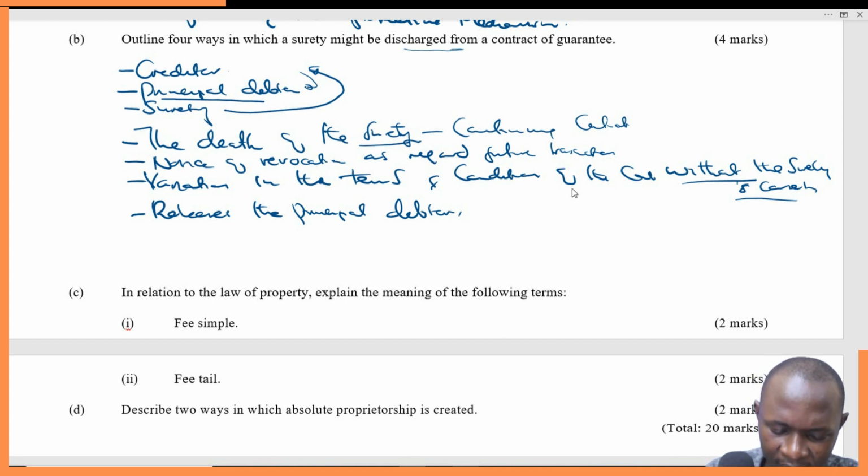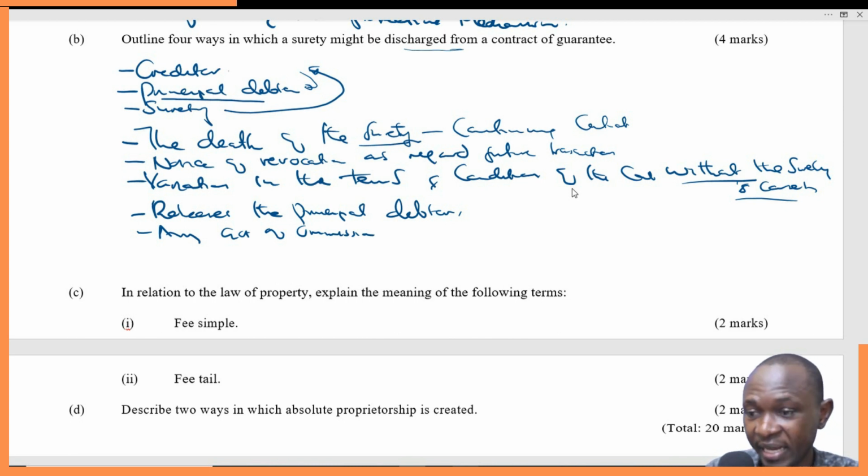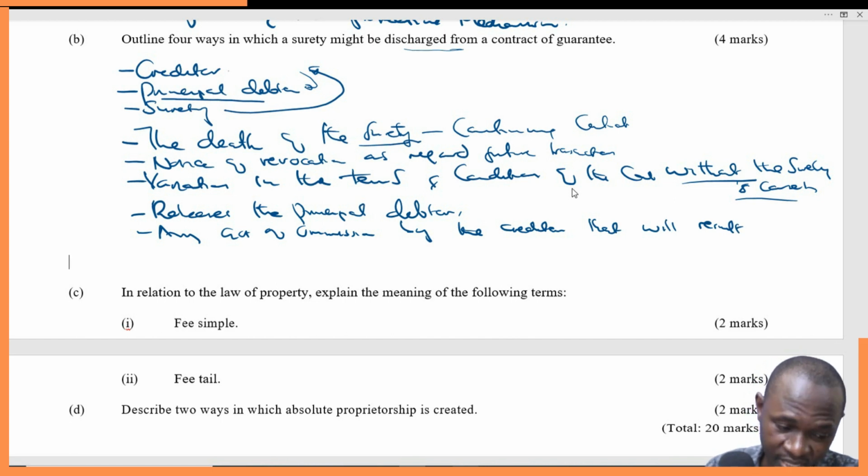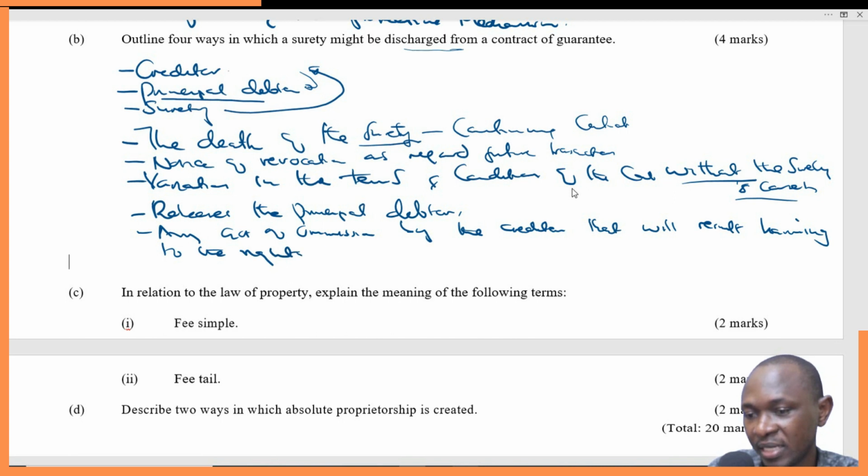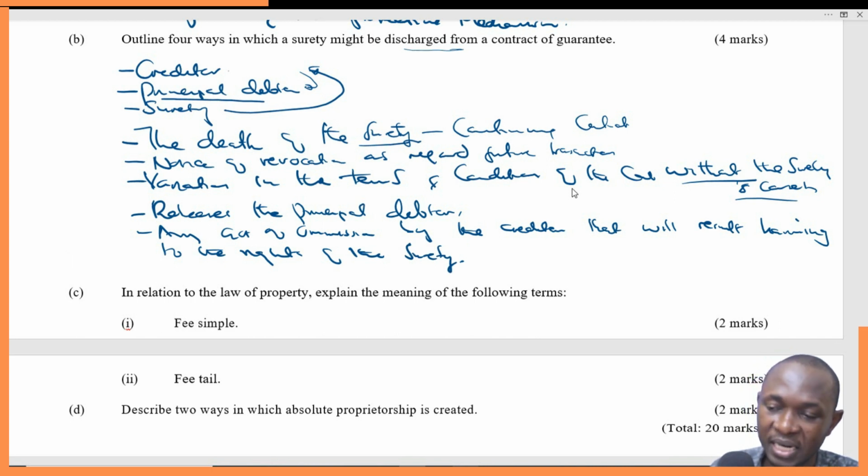The other one is any act or omission by the creditor that will result in harming the rights of the surety. This can also lead to him losing some of his rights against the principal debtor. This will lead to the discharge of the contract of guarantee.